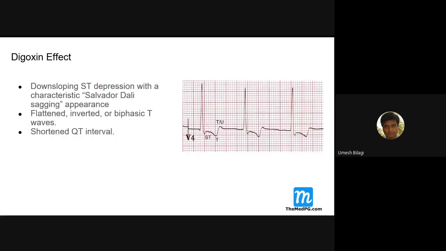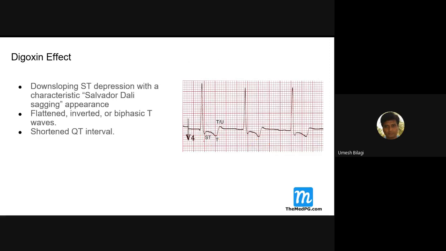Now we'll come to digoxin effect. There are two things: digoxin effect and digoxin toxicity. Digoxin effect is downsloping ST depression. ST depression is like a check mark, and there can be an inverse check mark. This is the inverse check mark, a mirror image.